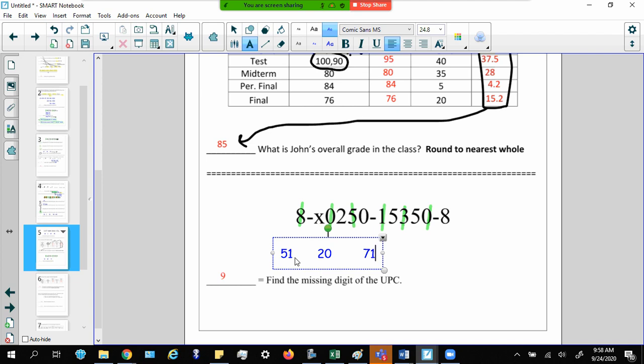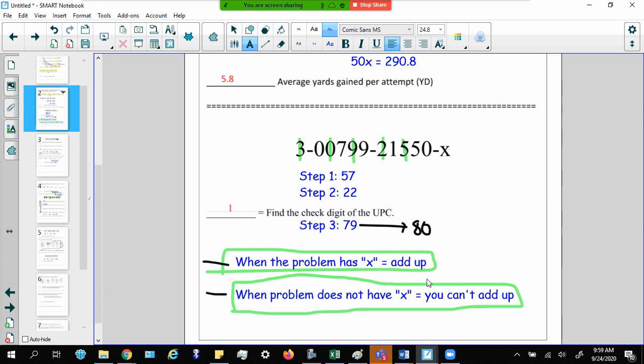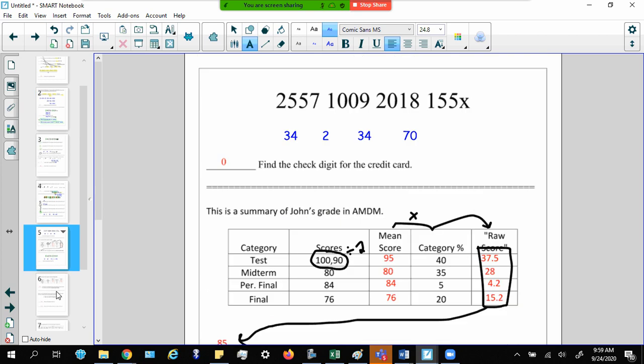But since we're dealing with an X, remember, going back to that same rule, when you're dealing with an X, you add up. So that means when I add up to 80, I just have to take in the 9. Because remember, and I'll show it to you one more time, when the problem has an X, add up. When the problem does not have an X, you do not add up. All right?